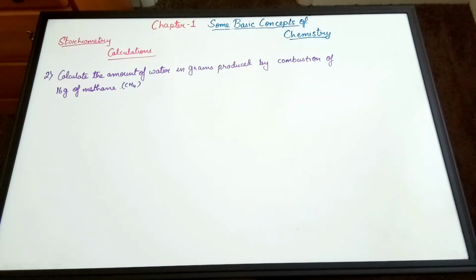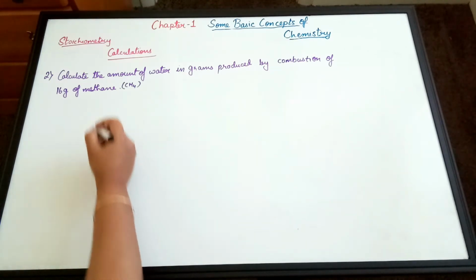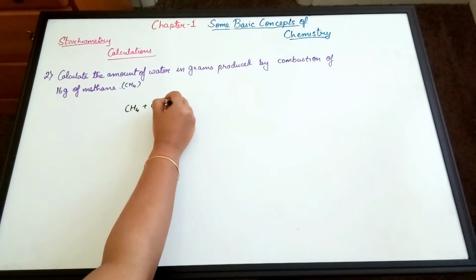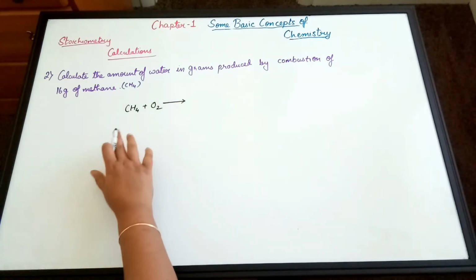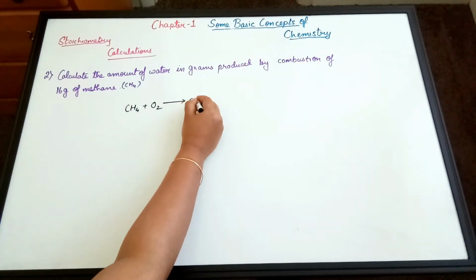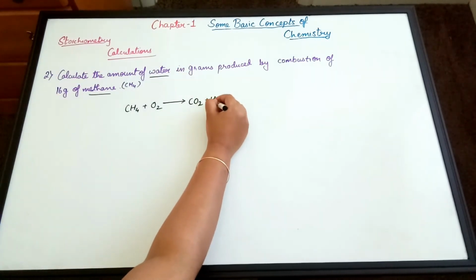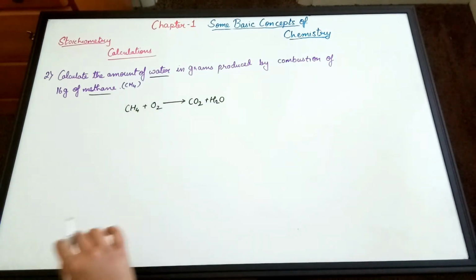Okay, so let's think about combustion. When we talk about combustion, it means burning, and burning takes place in the presence of a very important gas, yes, oxygen. So you have methane, whose formula is CH4, reacting with oxygen. Obviously, when burning takes place, it leads to the formation of carbon dioxide, and the other product which is formed is water. So this is the chemical equation.